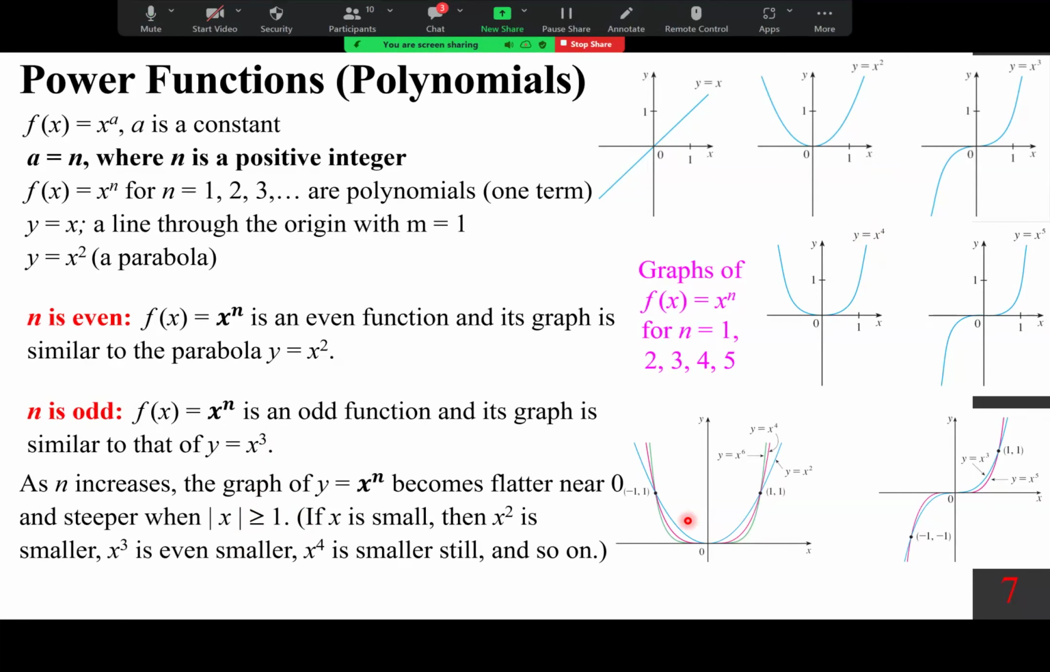And this is comparing various functions with n being even, y equals x squared, y equals x to the power of 4, y equals x to the power of 6. Notice on the right side specifically, you notice that they jump up faster, they increase faster. And this is y equals x cubed here versus y equals x to the power of 5.